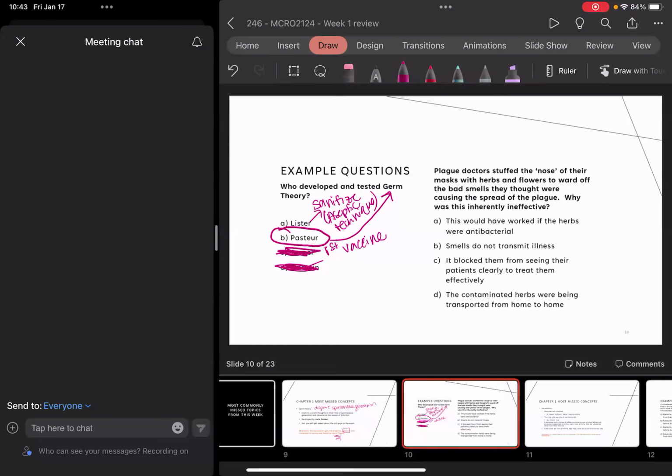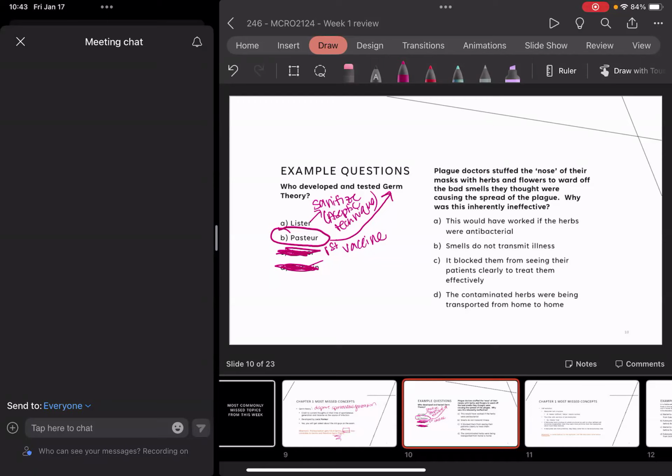All right. Plague doctors stuffed the nose of their masks with herbs and flowers to ward off bad smells. They thought those bad smells were causing the plague. Literally, they thought the smells were causing it. And that's called miasma. They had a term for that. So they put flowers and herbs in those long noses. That's why they had long noses on the masks. And so they'd stuff them to prevent from smelling the smells, because they thought that would prevent them from getting sick.